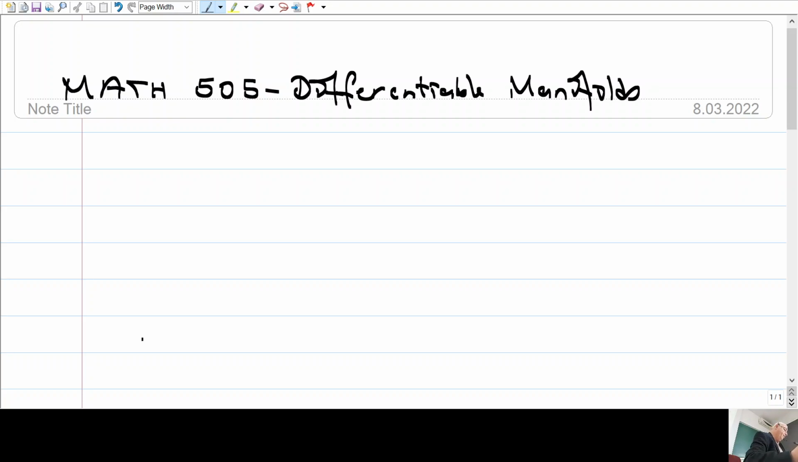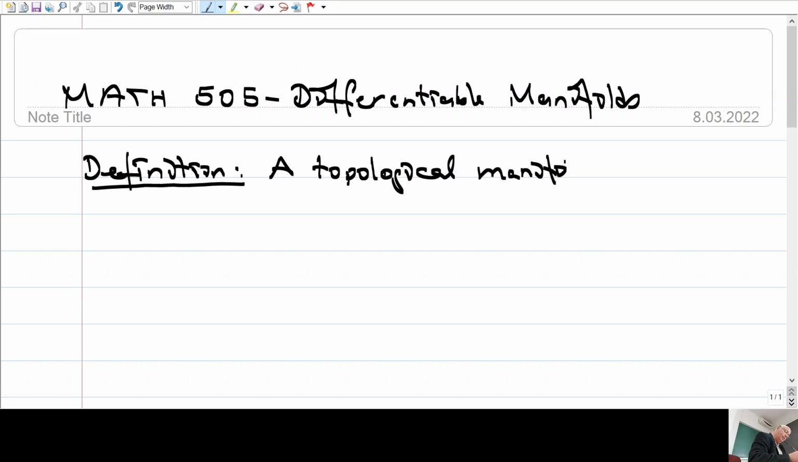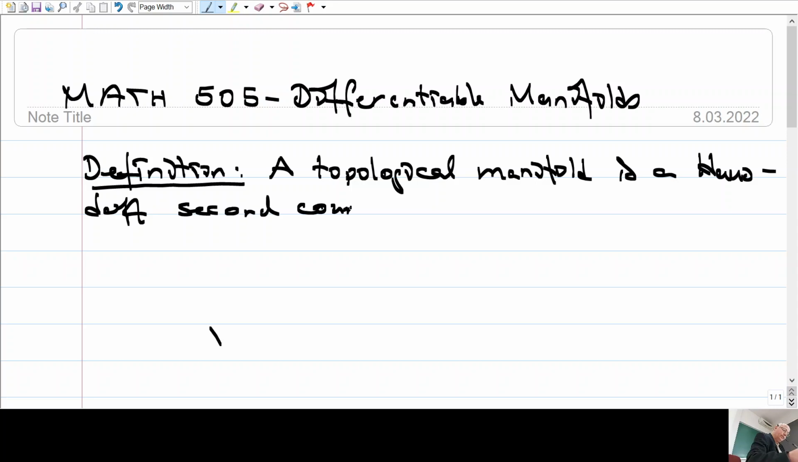So we start with the definition of manifold. First, we say what's a topological manifold? A topological manifold is a Hausdorff, second countable topological space with the following property.